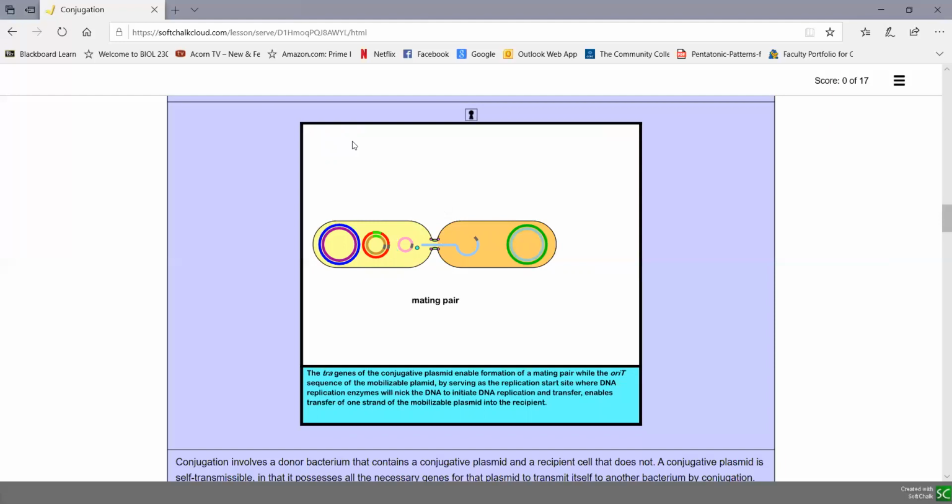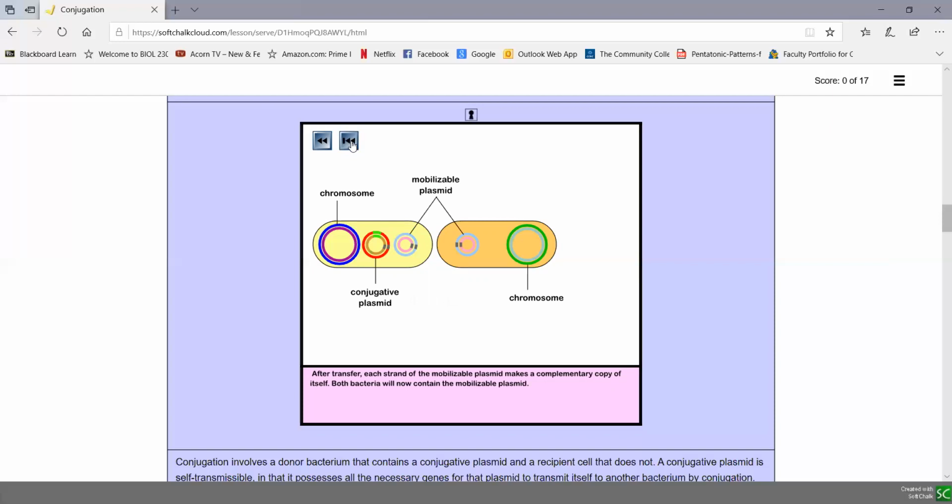So as long as one of those plasmids has the TRA genes, as long as one of them is a conjugative plasmid, other plasmids the bacteria contain may also be transferred. And both of these could be co-transferred, but we're just showing the mobilizable plasmid being transferred here. But again, now one strand of the mobilizable plasmid is in the recipient, the other is still in the donor. Both make a complementary copy of themselves by complementary base pairing.